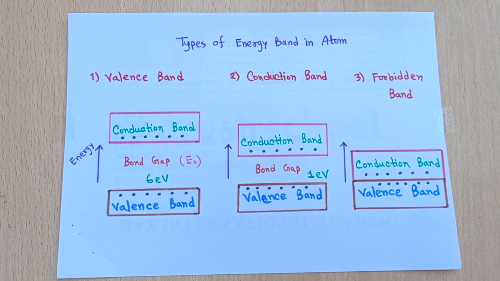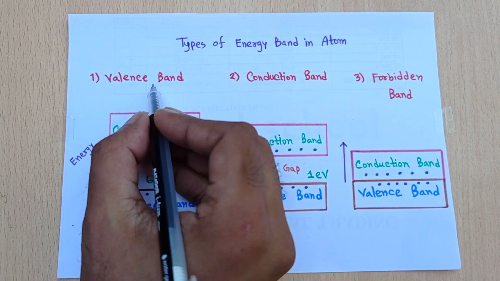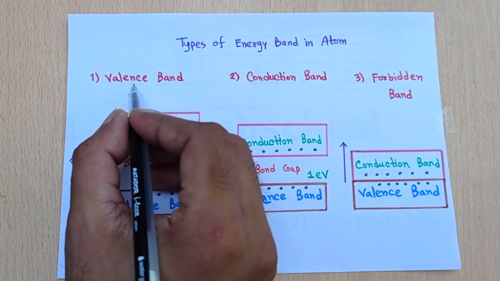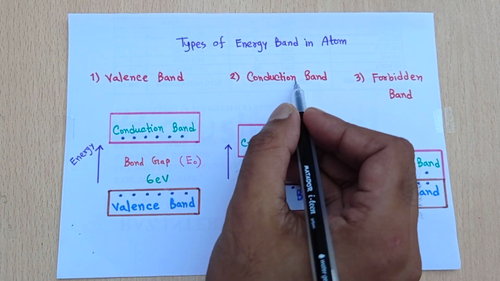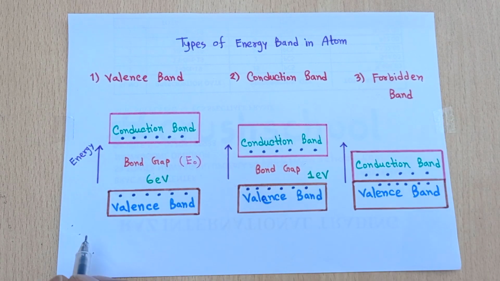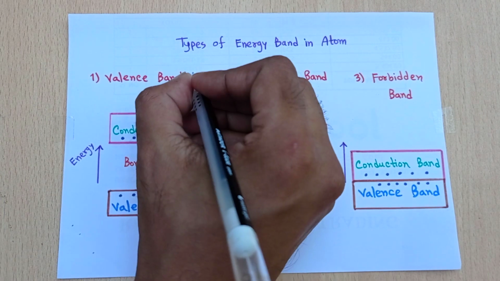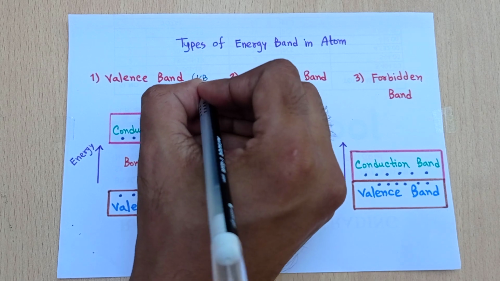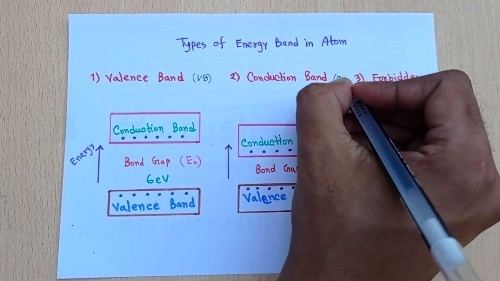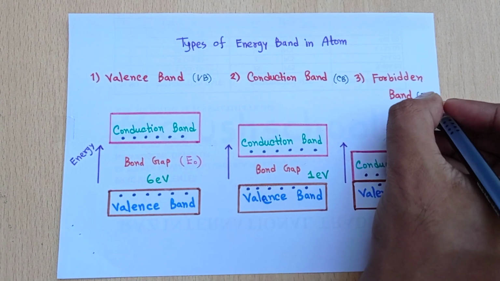Now we have to discuss the types of energy bands in an atom and how these energy bands work for elements, suppose conductor, semiconductor or insulator. First of all, the first energy band type is the valence band, the second one is the conduction band, and the third one is the forbidden band. And we write them in short as VB, CB, and FB.